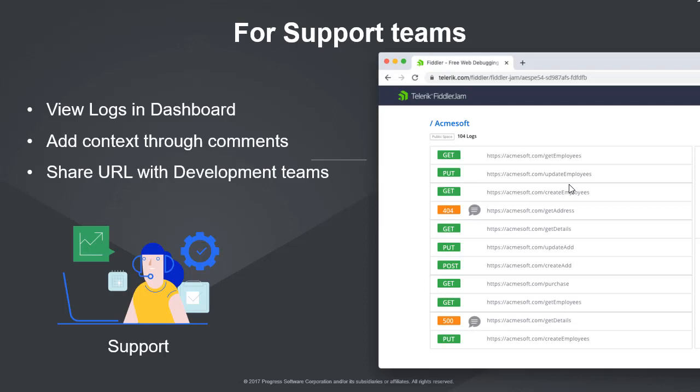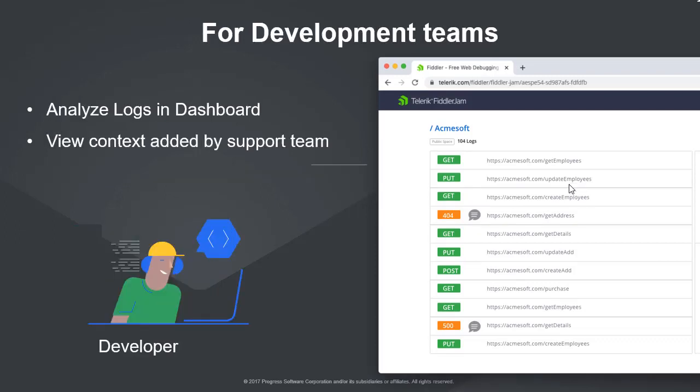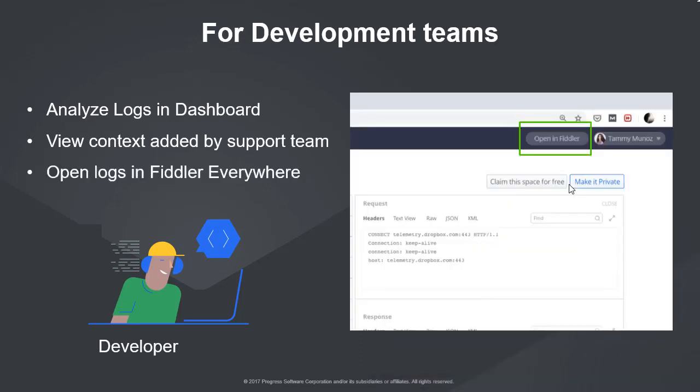They also have the option to check out all the logs that were submitted in a dashboard, and they can perform other actions like adding more context, as we just discussed. They can also further share this URL with development teams, and the development team can analyze these logs in the web dashboard, or view any comments that were added by the support team. But if developers want to do in-depth analysis, they also have an option to open this log file in the Fiddler Everywhere client, so that it opens in the standalone client and they can do all the complex analysis that they would otherwise do in Fiddler Everywhere.